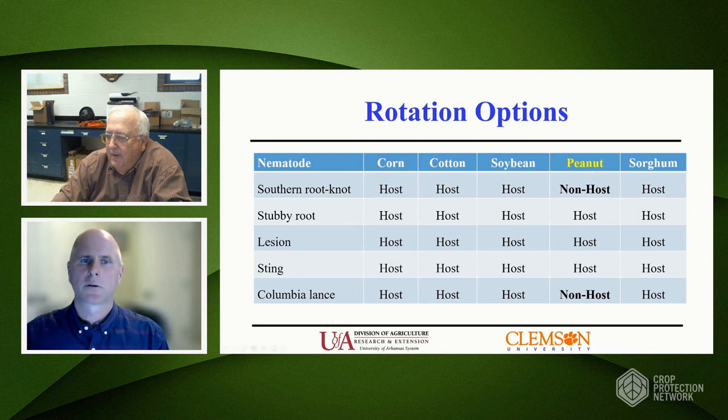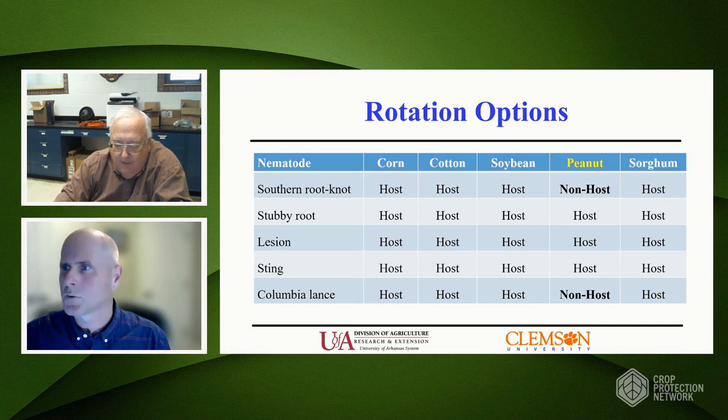But certainly, corn is a host to everything we talked about, cotton, soybean, and that covers a lot of the crops that's also covered within CPN, and is of interest for most of the audience here. And of course, grain sorghum is very similar to corn as a host. So limited options, but again, I just want to show the facts of what's available.